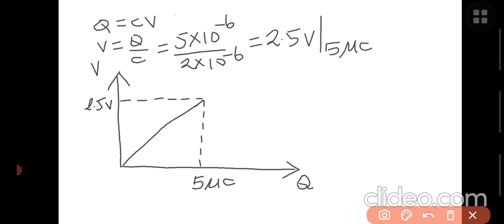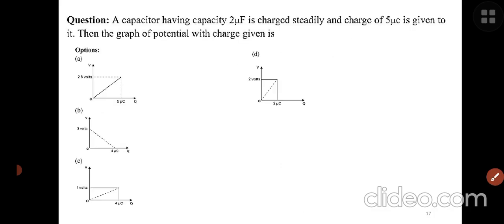Yes. Here is the right answer. 2.5 volt for 5 microcoulomb. Option A is the right answer.